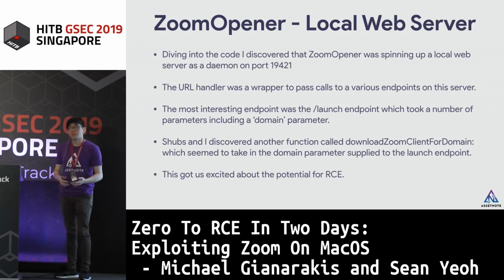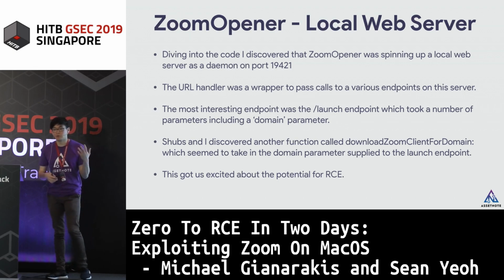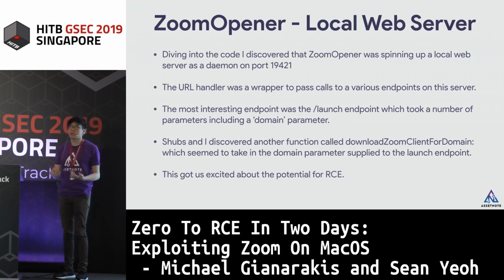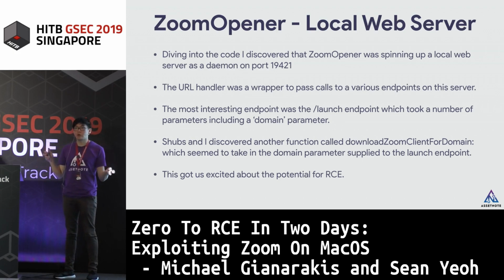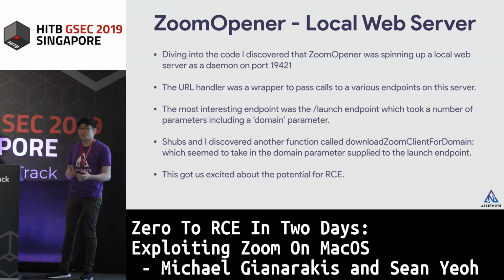So now let's get to Zoom Opener. When I started reversing the binary, I discovered a web server spinning up on port 19421. What this web server and this URL handler were doing is, a URL handler effectively acts like a kind of proxy. It would wrap requests that you made to Zoom Opener and send them to the web server. And on this web server there was a launch endpoint, which took a whole bunch of different parameters, one of which was the domain parameter.